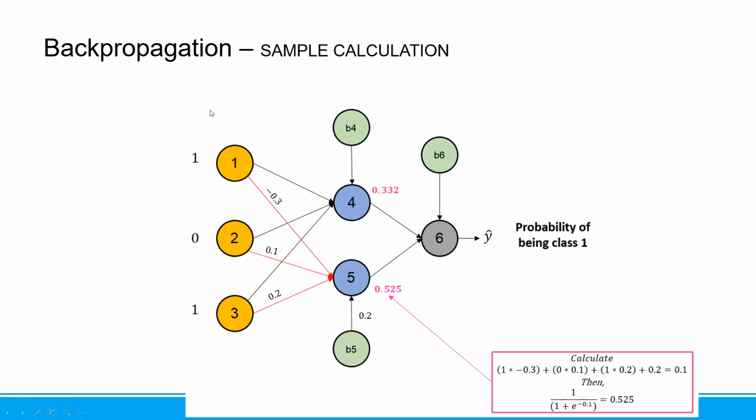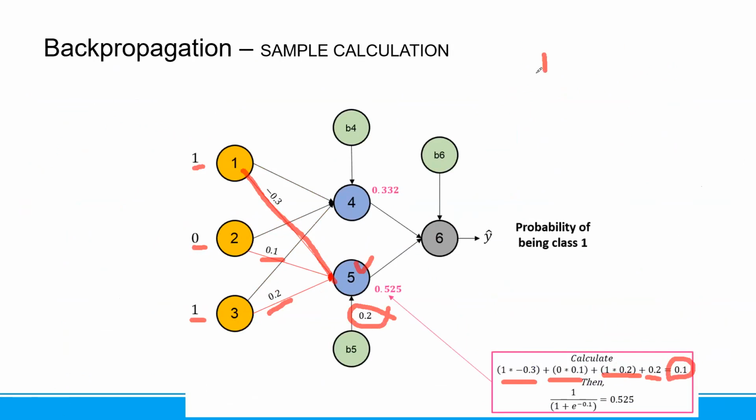Next, I can do the same with unit number 5. In unit 5, again, I do the multiplication: 1 multiplied by minus 0.3, plus 0 multiplied by 0.1, which is 0, plus 1 multiplied by 0.2. Then I add the bias 0.2. So the result will be 0.1. Now I need to apply the activation function.